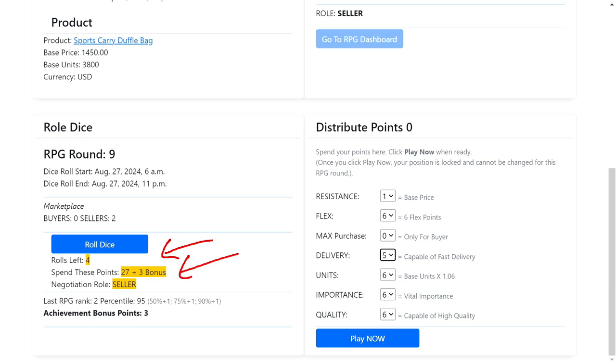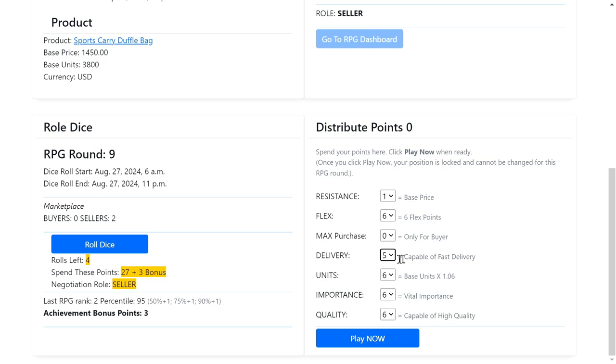So we need to think. Where am I going to spend my points? Am I going to work on the price? Am I going to focus on the flex points? Am I going to focus on the purchasing amount if I'm a buyer? Am I going to focus on the delivery time? If I have slow delivery and I'm a seller, that's going to make it hard for me to sell. If I have fast delivery, that's going to make it a little bit easier.